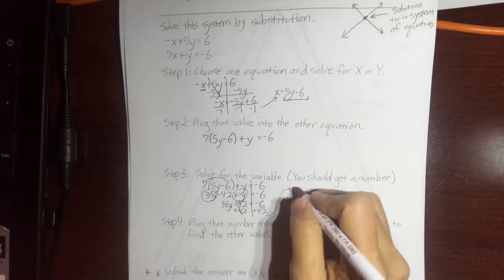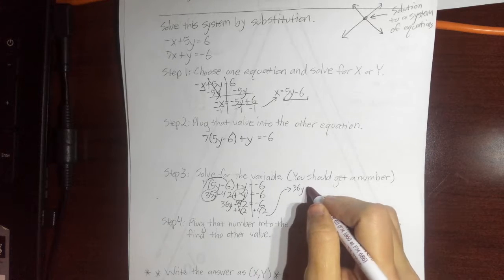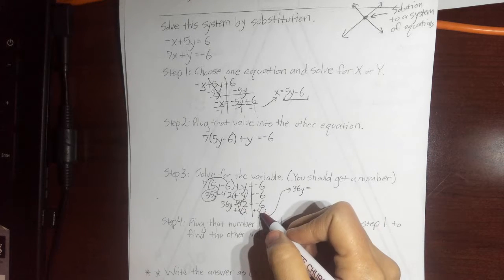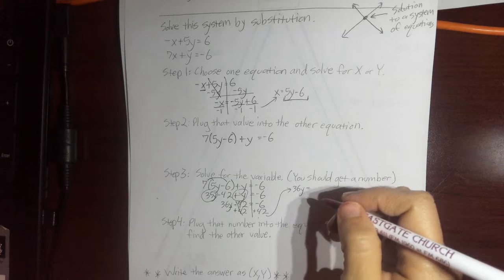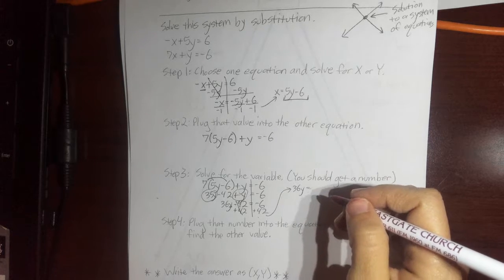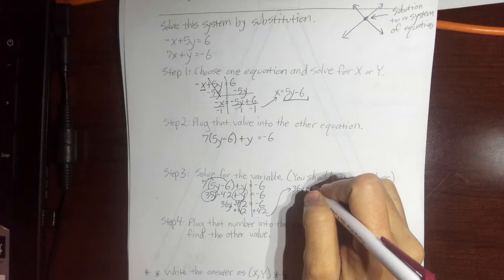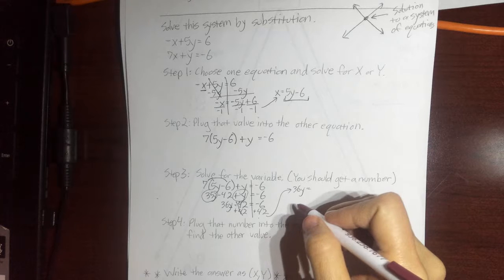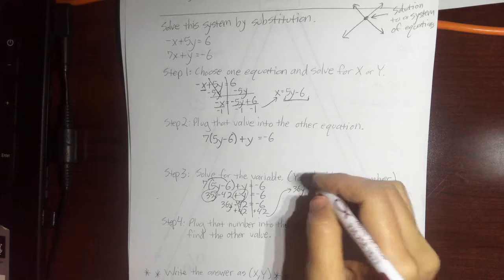I'm going to rewrite this. On this side I have the 36y left because this canceled out, because that was 0. And then on this side, negative 6 plus 42, that would be, let's see, 38, right? No, wait, 36. Yeah, 36.